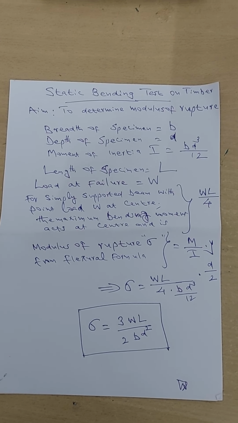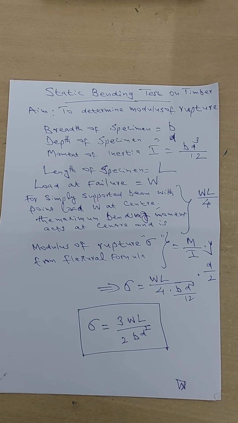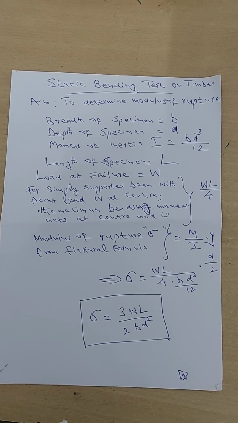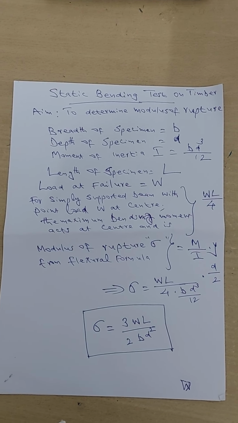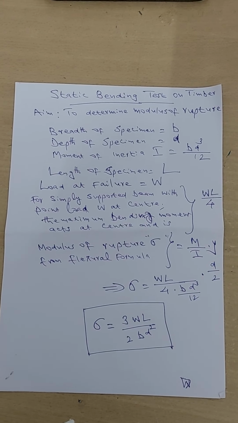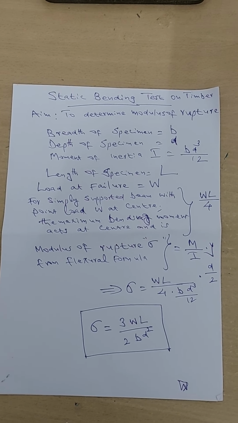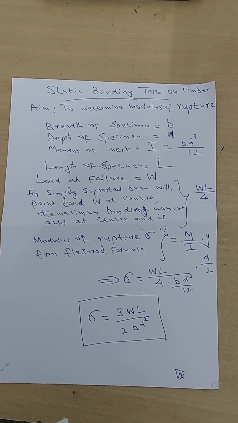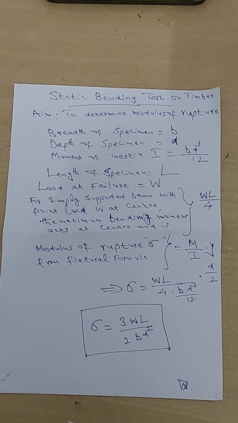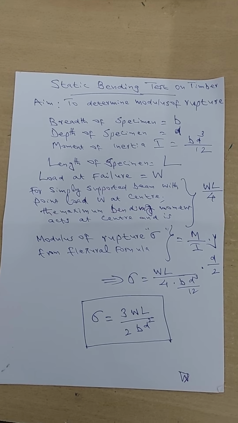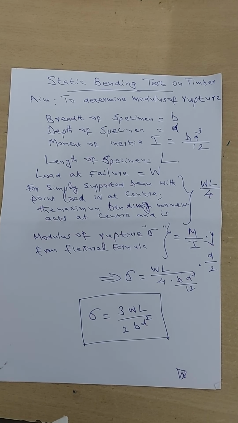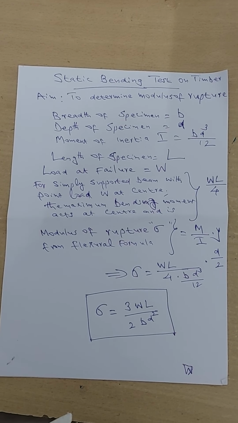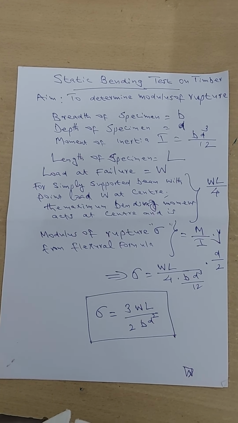We have applied the load till the specimen breaks, or the load will be applied till the sound of the first crack is heard, and the load at that time of failure, let it be given as W. Now the specimen has been supported on two simple supports, so it can be assumed as a simply supported beam, and the load has been applied at the center of the specimen, so it becomes a simply supported beam acted upon by a point load at the center.